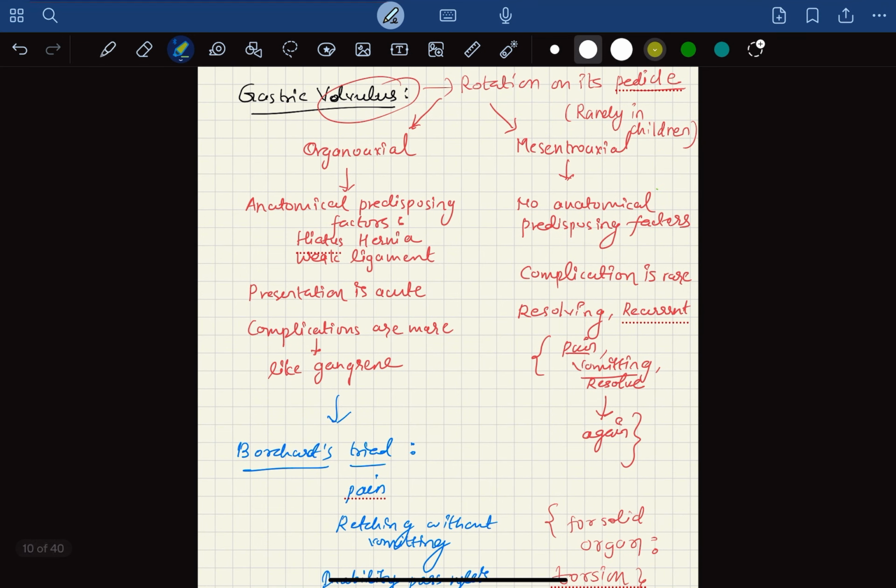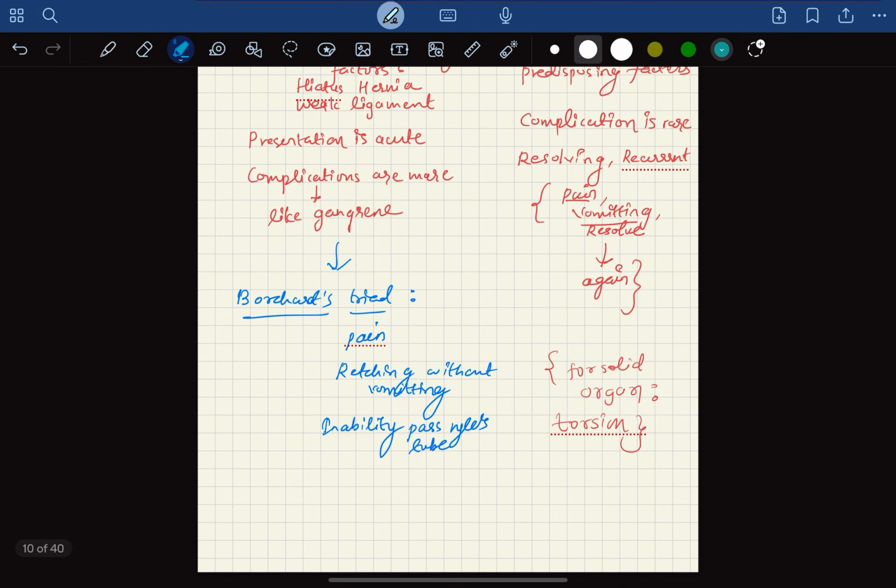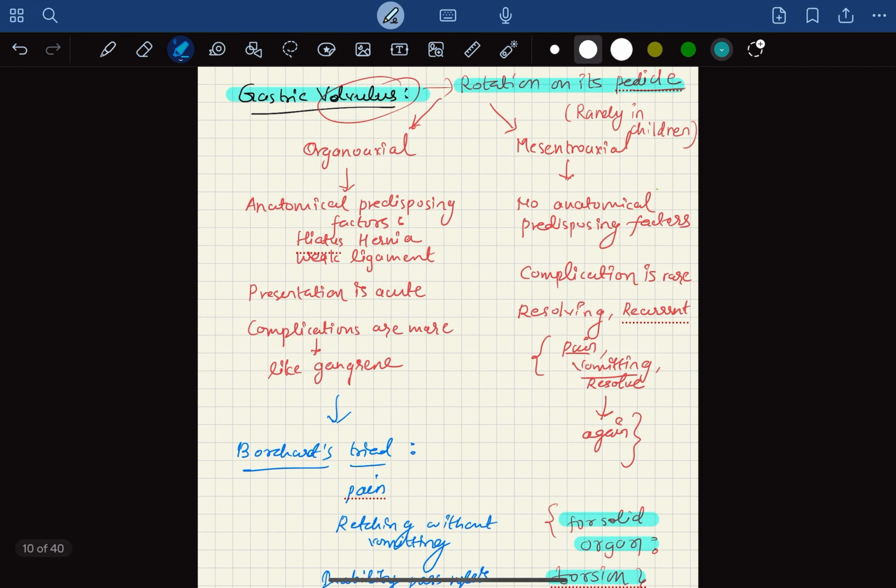Now the other condition is gastric volvulus. So what will happen in gastric volvulus? First, what is volvulus? Volvulus is when any hollow organ rotates on its own axis or pedicle, and if it is a solid organ we call it a torsion. Now it can be of two types, organoaxial or mesenteroaxial: organoaxial means the stomach is rotating on its own axis, and mesenteroaxial means the stomach is rotating around the mesentery.